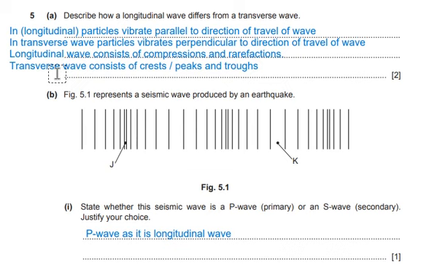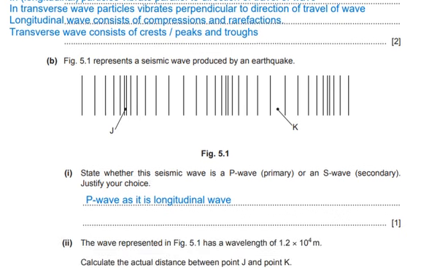Part (b): Fig 5.1 represents a seismic wave produced by an earthquake. By looking at the diagram, we can see that this is a longitudinal wave, and as per prior knowledge, the P wave is the longitudinal wave. State whether the seismic wave is a P wave (primary) or S wave (secondary). Justify your choice. So yes, this is a P wave, it is a longitudinal wave.